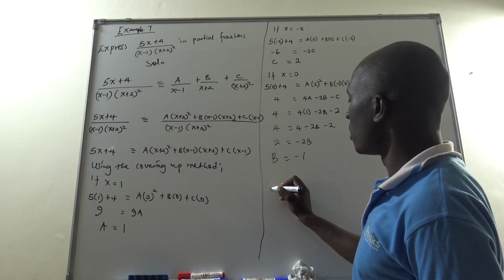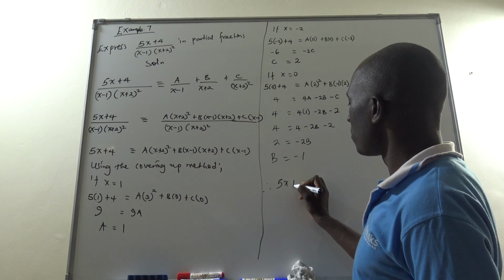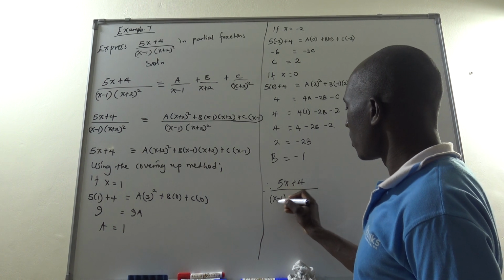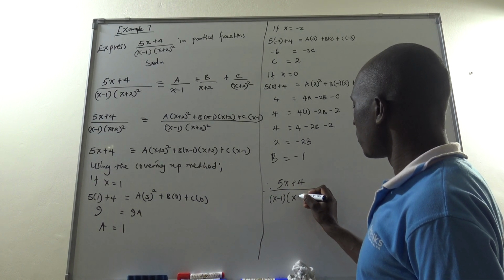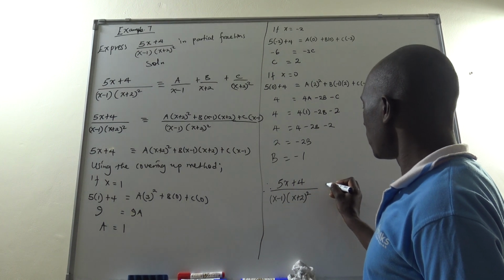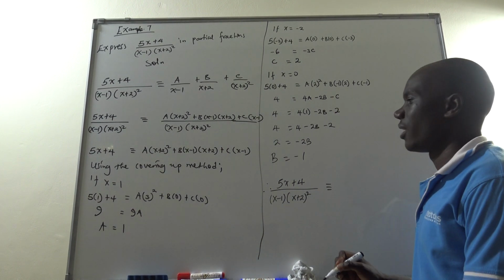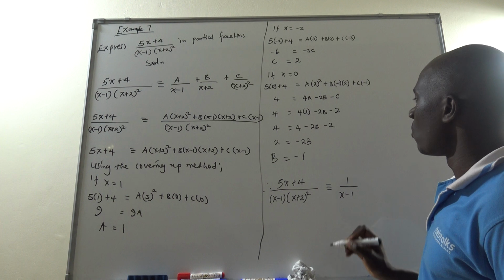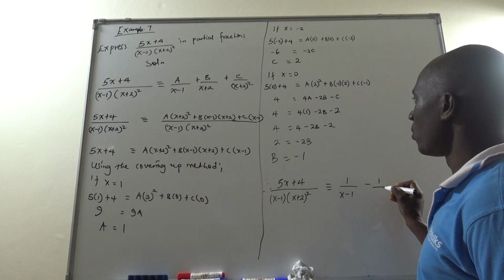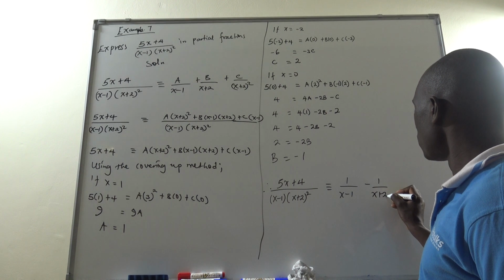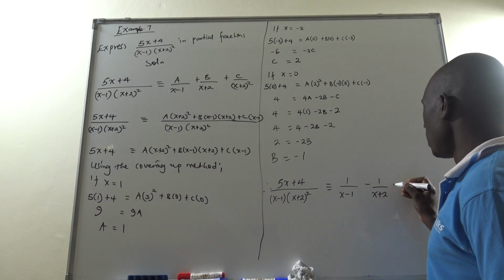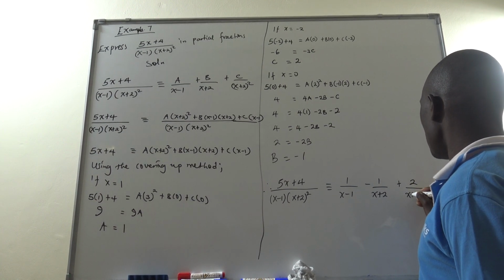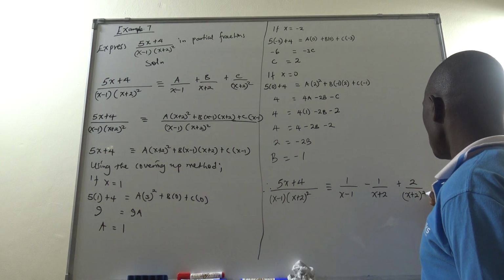Then can we substitute? We say therefore (5x + 4) all over (x - 1)(x + 2), the whole of it squared, is the same as, do we know A? A is already 1. We say 1 out of (x - 1). What is B? It is minus 1 all over (x + 2). What is C? C is already 2. We say plus 2 all over (x + 2), the whole of it squared.